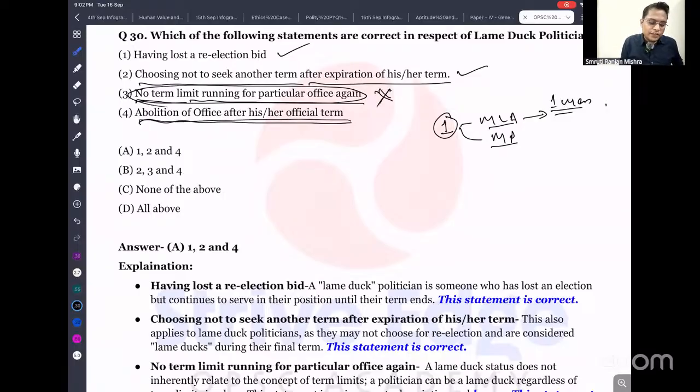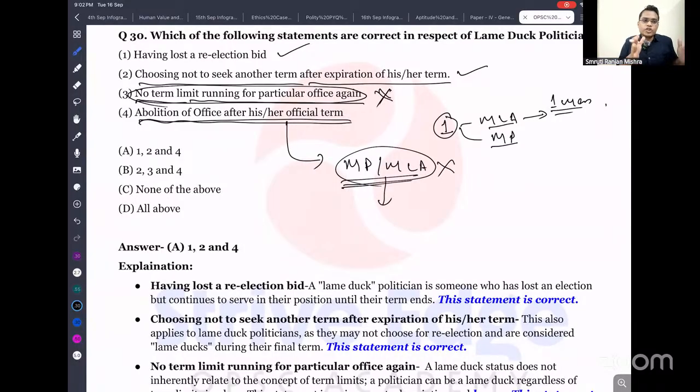So abolition of office after his or her office term. Let's say there is an MP or MLA. After this post, we are going to abolish the MLA or MP post. Then only we can say that they are going to hold office for a shorter duration of time.